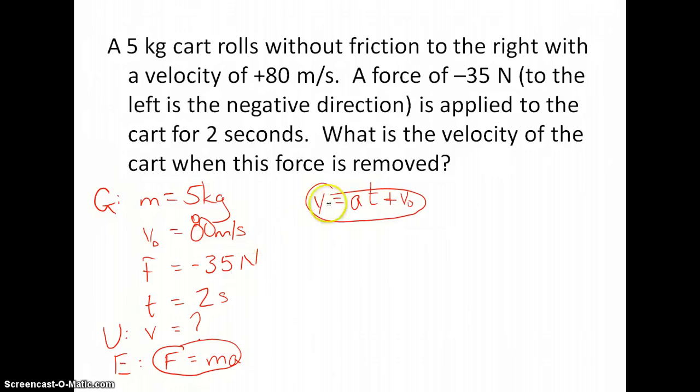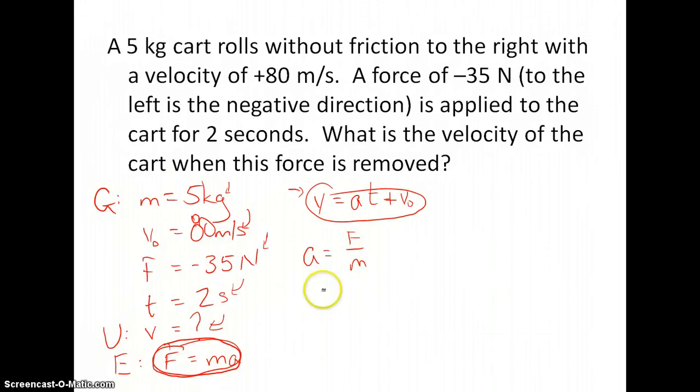What are we missing here in this formula? Well, we're looking for the final velocity. Oh, we don't have acceleration. We have time, and we have the initial velocity. So we need acceleration. Let's use this equation to find that acceleration. Acceleration is equal to force divided by mass, and we've done that already in some previous problems on this sheet. Do we know the force? Yes. Do we know the mass? Yes, so we can find the acceleration. Once we know that, we have enough numbers to plug in here to find the final velocity.